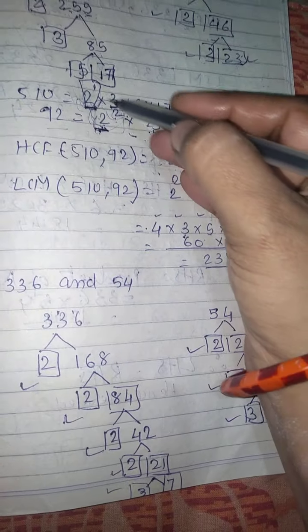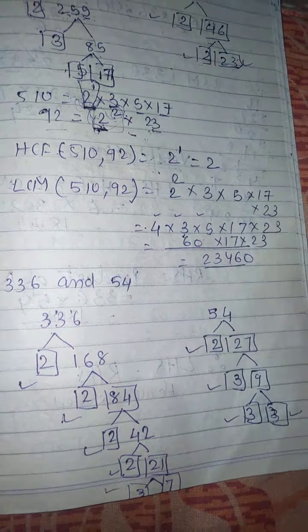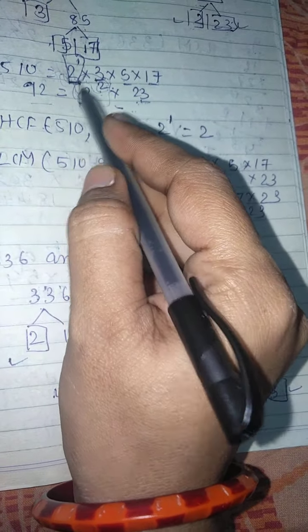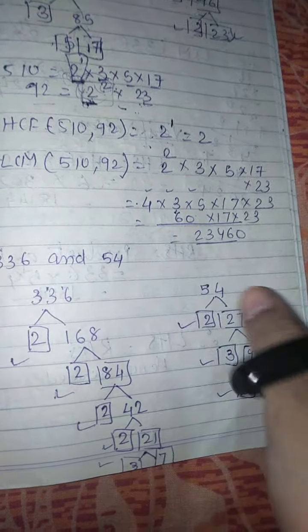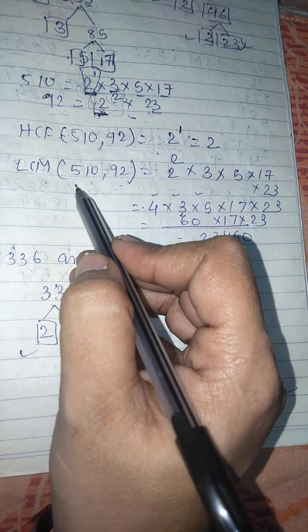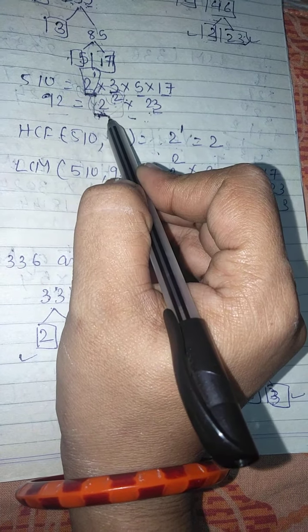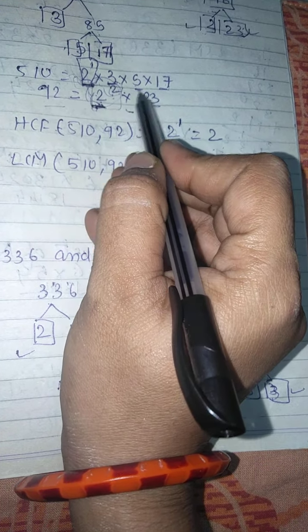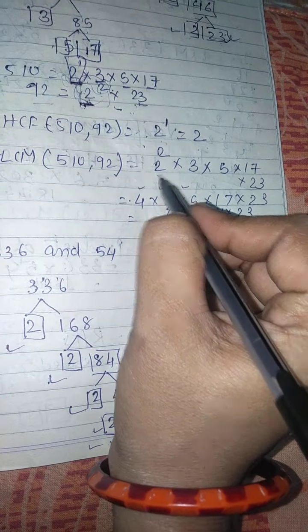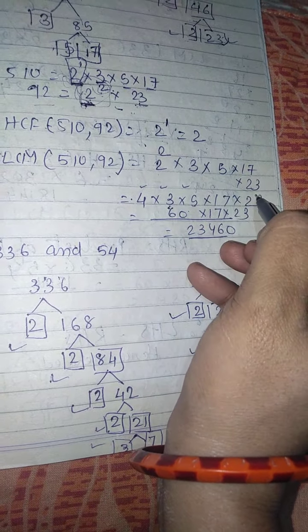In HCF we have to take smaller power. In 2 square and 2 raised to 1 the smaller power is 1. So we will take 2 raised to 1. So answer will be 2 raised to 1 means 2. Now next we need to find out LCM. For LCM we have to write all the bases. First 2, then 3, 5, 17 and 23. All the bases you have to write.